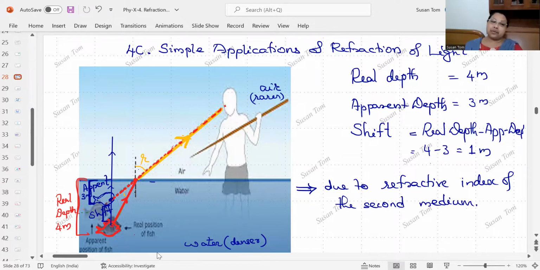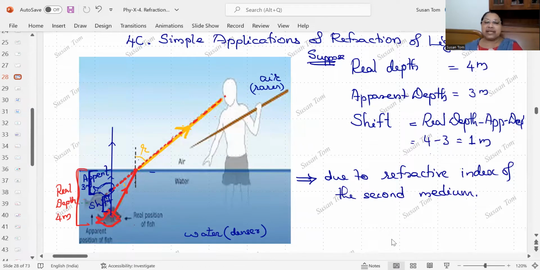But symbolically, you can draw a diagram and the three terms. Suppose the real depth and apparent depth, and the shift is this much. I wanted to show the relation between them, and how it is related to the refractive index of that medium. We know the denser medium is water, and the absolute refractive index of water, mu W with respect to A, is related to the real depth and apparent depth in this way.